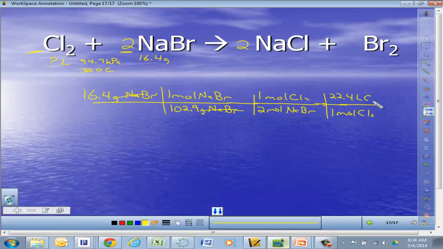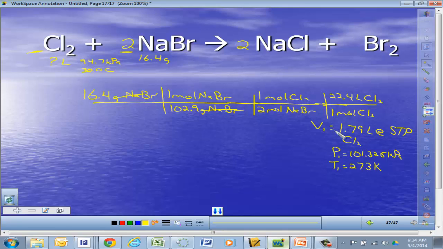22.4 liters of Cl2. Now when I run that through, I get an answer of 1.79 liters at STP. 1.79 liters of Cl2. These are under the conditions of STP. What we're saying there is pressure 1, 101.325 kPa, temperature 1, 273 Kelvin. And what I just technically solved for here was volume 1.